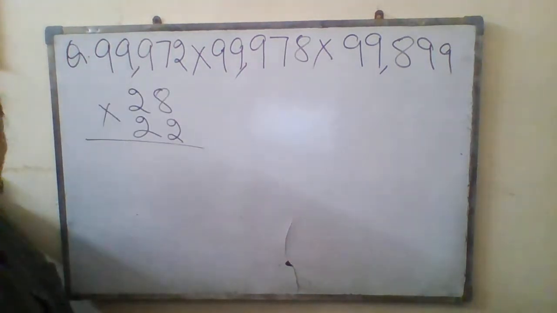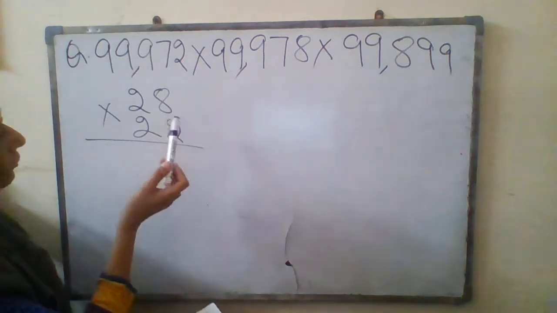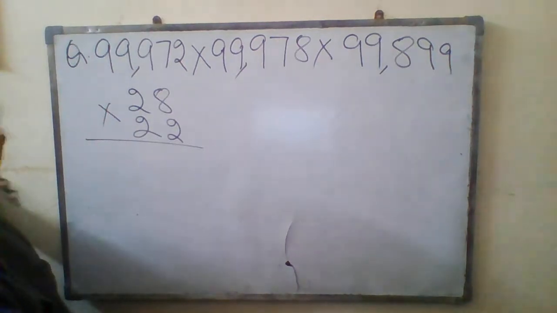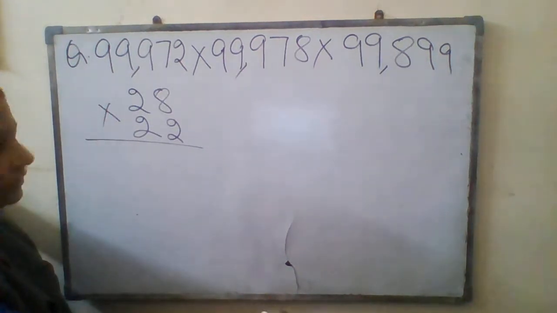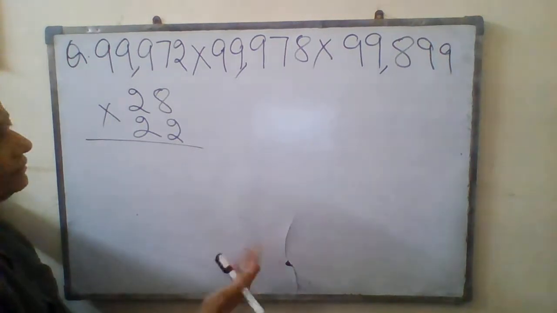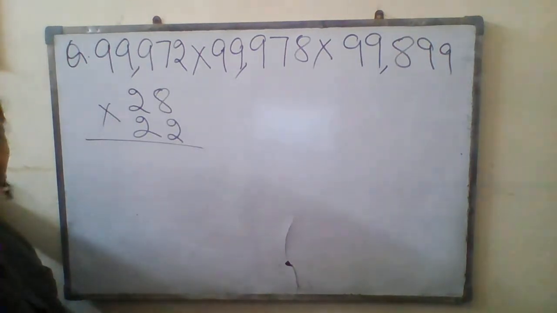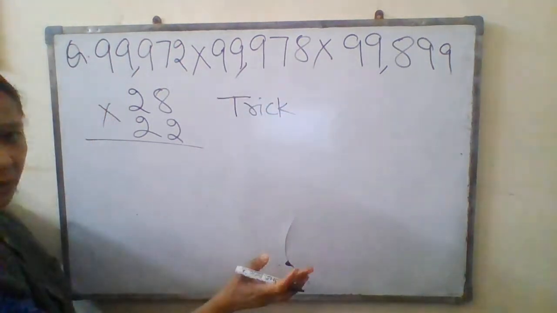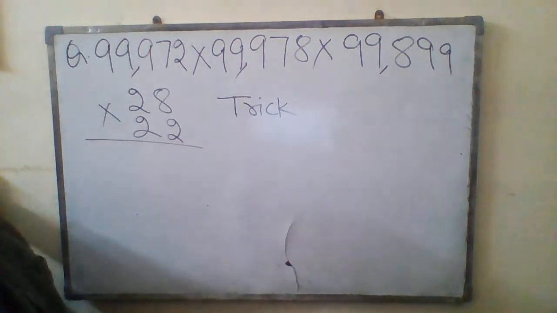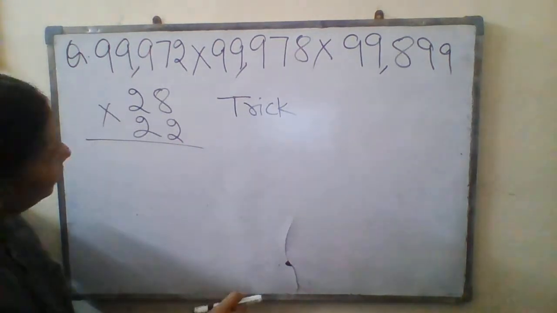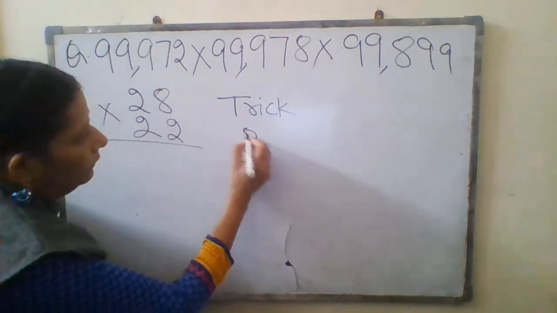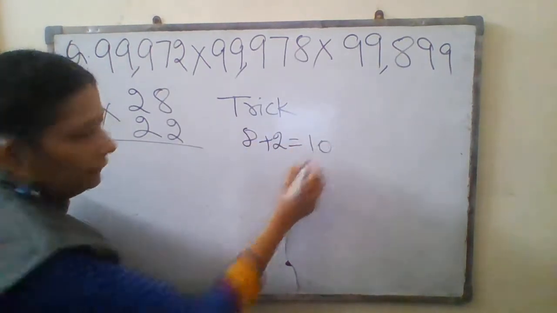Now you see here, you got these two numbers, 28 and 22. I already made the circles. Now you will not use the traditional method of multiplication here. I am going to tell you a trick that I have not used as yet. What is important in this question is that 8 plus 2 is equal to 10.